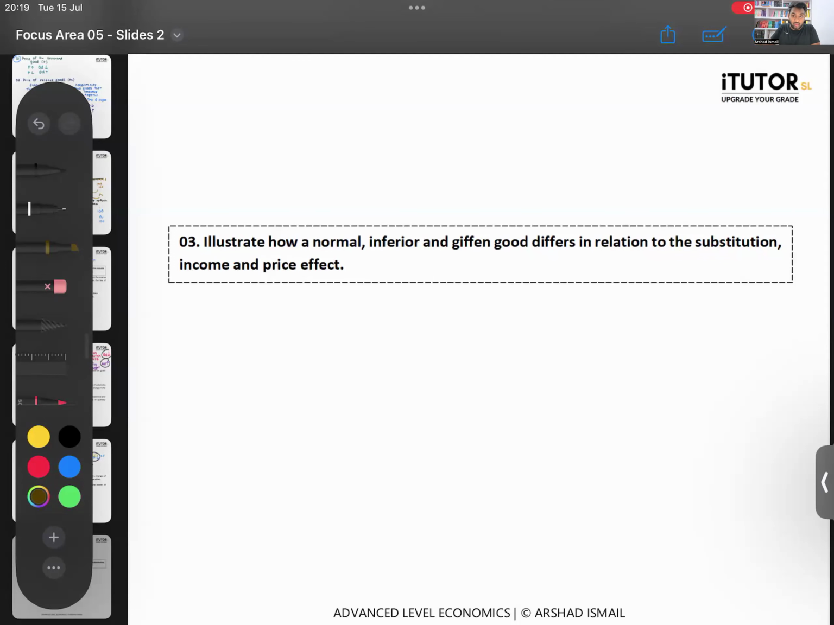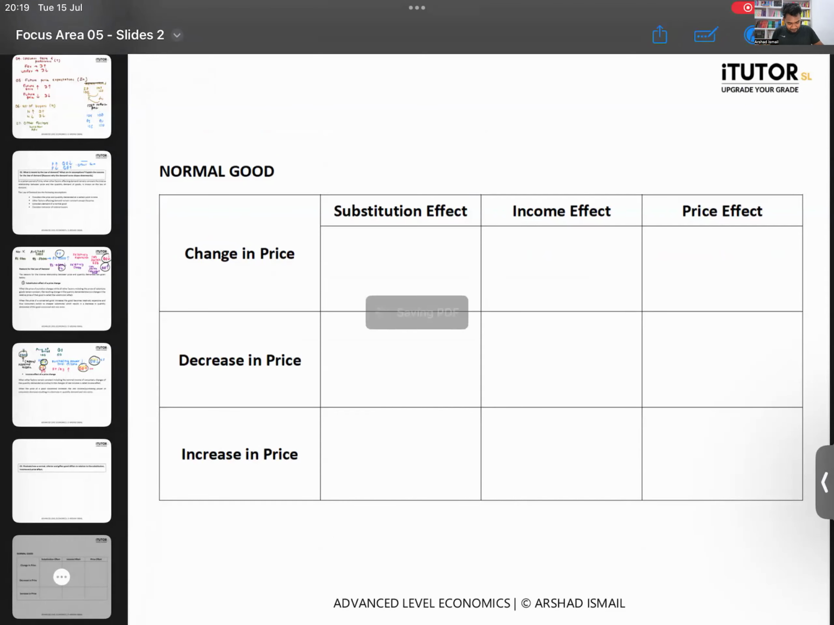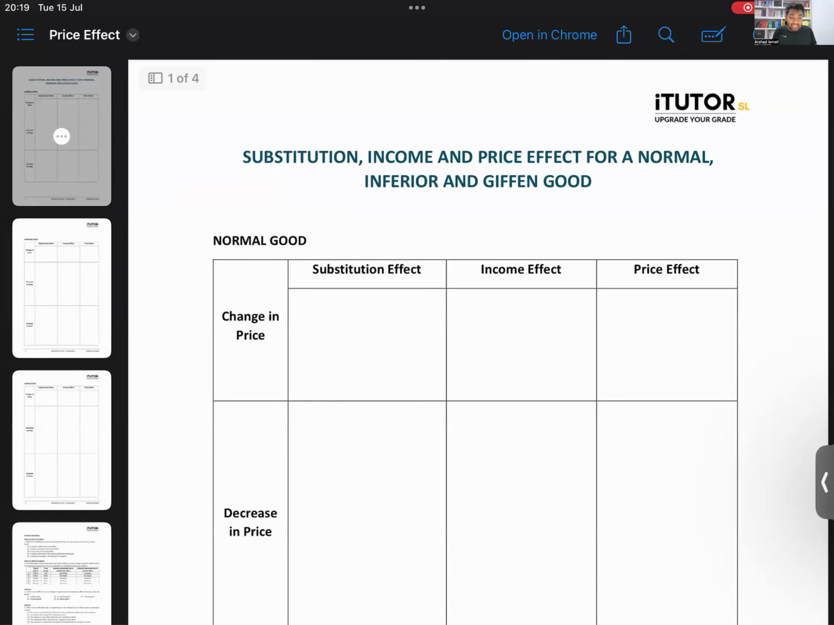Inside your file, Lamai, you will have a tute, which is a 4-page A3 sheet that looks like this. It covers something called the price effect: the substitution, income and price effect for a normal, inferior and given good. I have not taught you this before. How many of you know this properly? Yes, your school teacher or someone probably taught you. Ideally you know exactly how this works. Yes, you're confident that you know this.